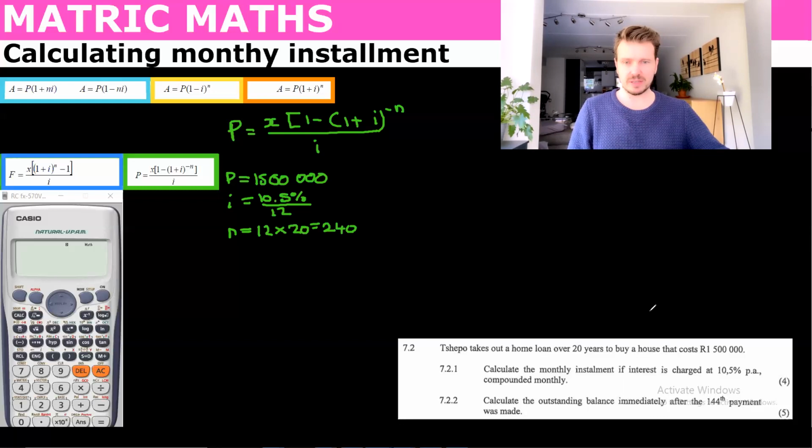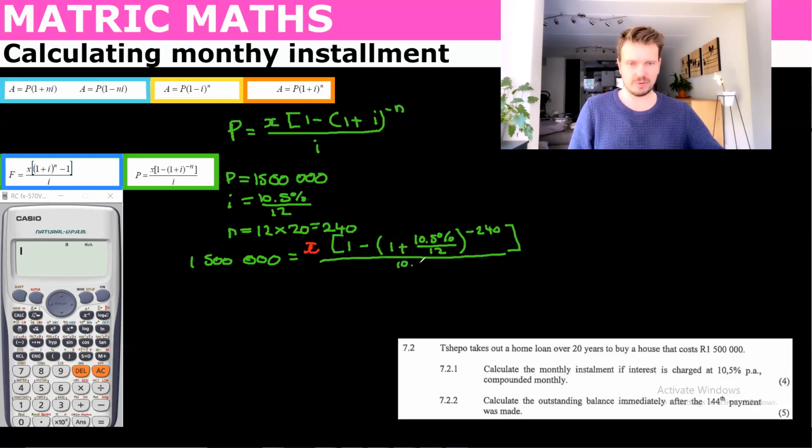So the P is 1.5 million. The X is what we're going to solve, so I'm going to put that in red. And then the rest of the stuff: the 1 stays the same. The 1 plus the I, which is 10.5% over 12, to the minus 240, close brackets, all over the interest, which is 10.5% over 12.